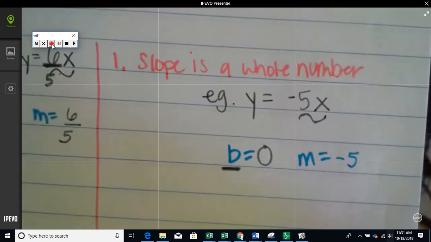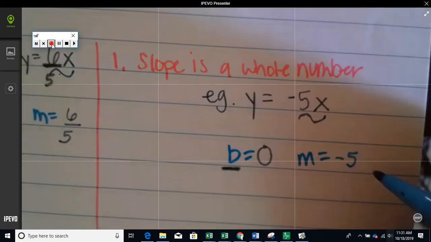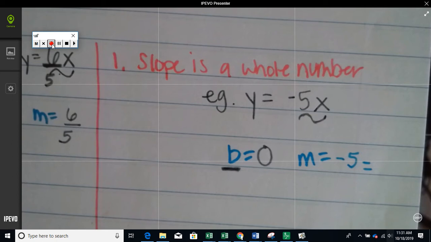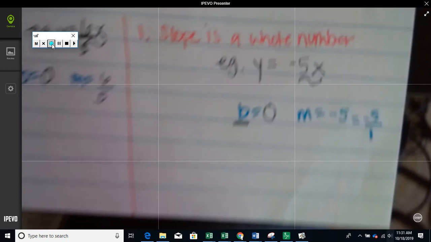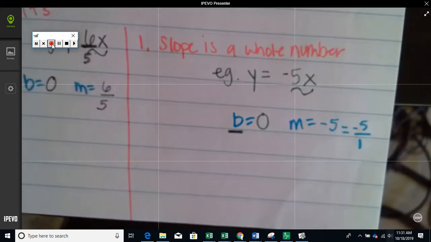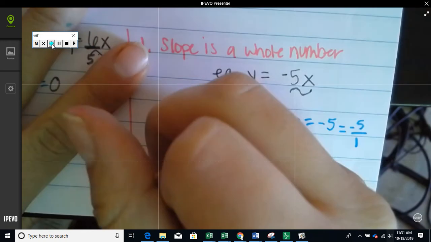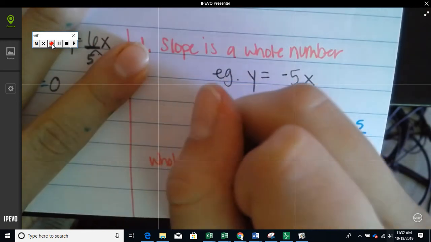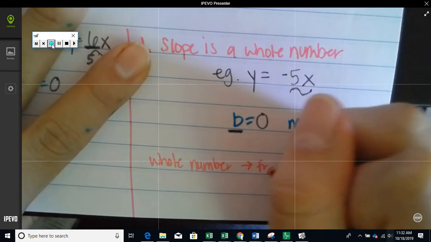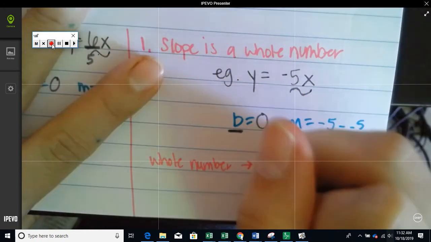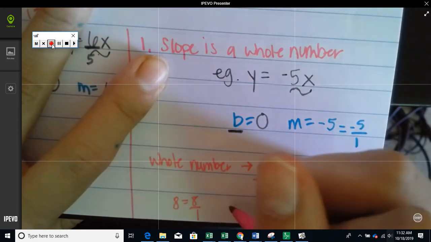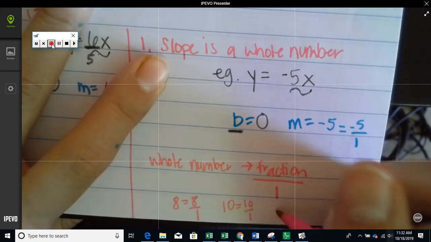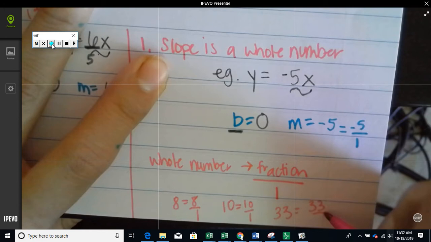Now, how do I turn this whole number, a negative 5, into a fraction? Does anyone know how to make a whole number into a fraction? Exactly. You just put over 1. If you get a whole number and you need to write it as a fraction, you just put whatever that is over 1. If it's 8, 8 over 1. If it's 10, 10 over 1. If it's 33, 33 over 1.